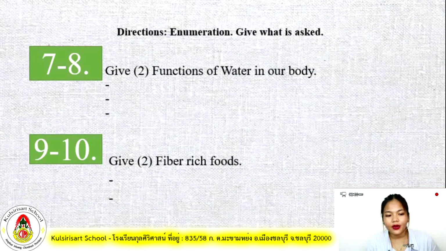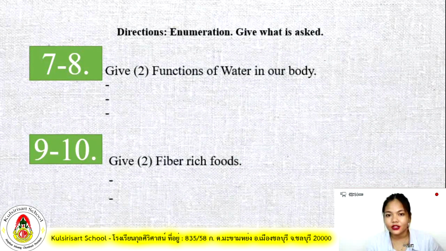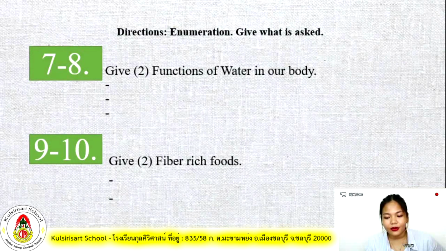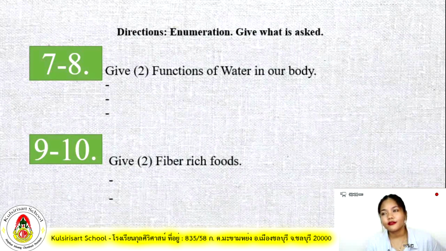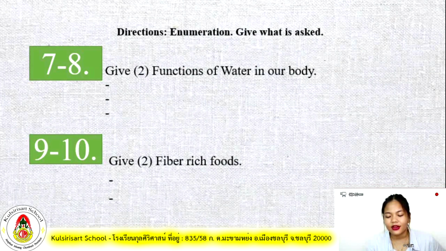Now let's proceed with the next one. For numbers 7 to 10, we have enumeration. Give what is asked. For number 7 to 8, give 2 functions of water in our body. Remember we discussed the different functions of water. Now at least give 2 functions of water. And for number 9 and number 10, give 2 fiber-rich foods. For example, for our fruits, we have pineapple or other fruits just like raspberries or bananas. Up to you. Just write your answer there.